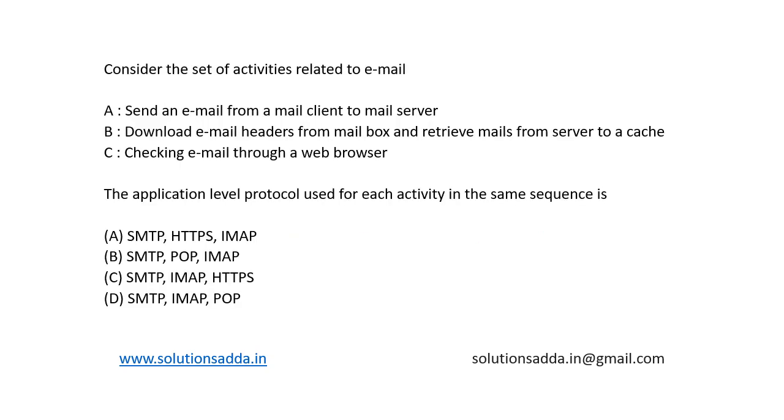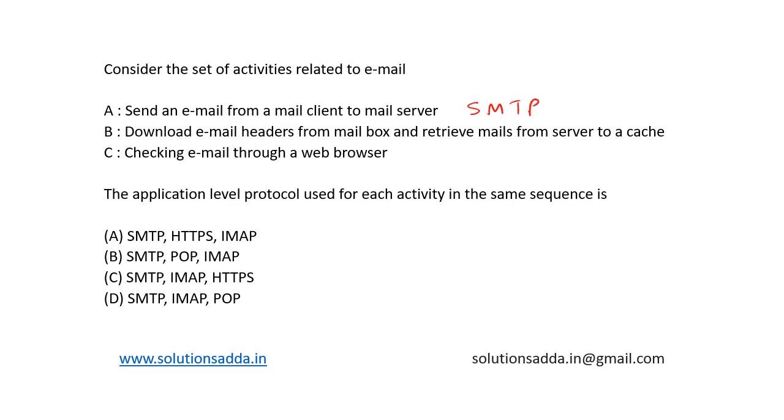This is a question from computer networks. Consider the set of activities related to email. A. Send an email from a mail client to a mail server. B. Download email headers from mailbox and retrieve mails from server to a cache. C. Checking email through a web browser. The application level protocol used for each of the activities in the same sequence is. So first of all, to send a mail from a mail client to a mail server, we use the Simple Mail Transfer Protocol. So this uses SMTP.